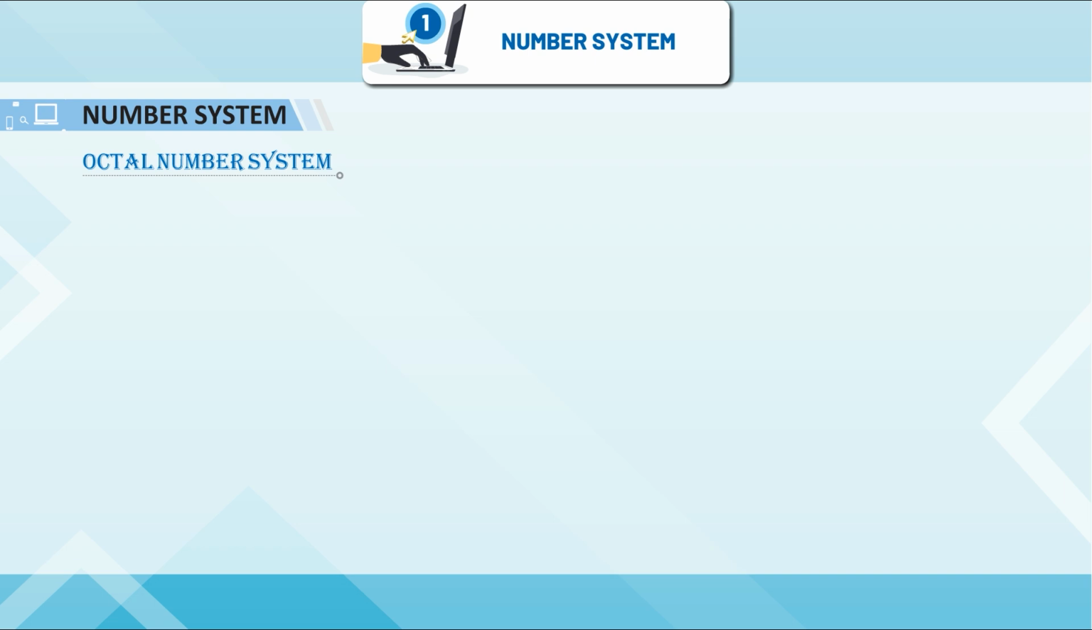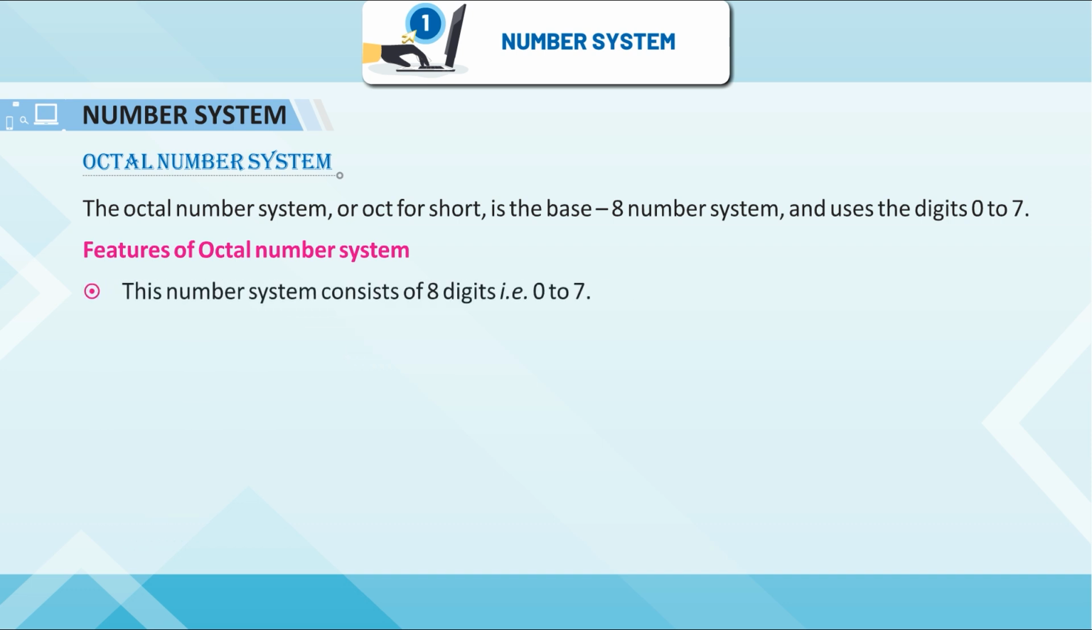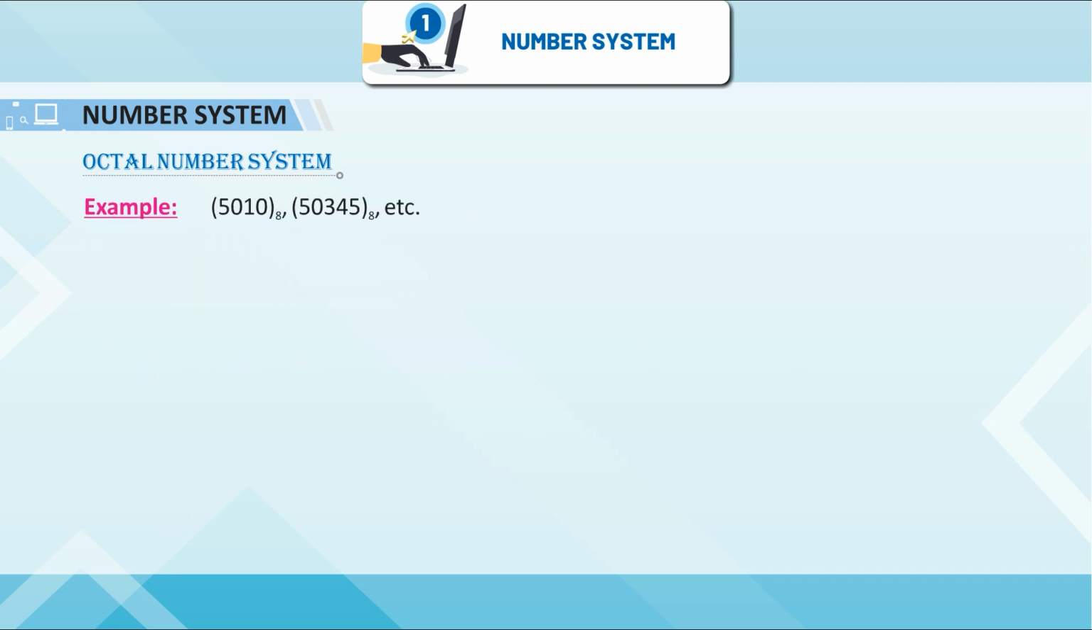Octal number system. The octal number system, or oct for short, is the base 8 number system and uses the digits 0 to 7. Features of octal number system. This number system consists of 8 digits, that is 0 to 7. It has base 8. It can be converted into decimal number system. Example, 5010 with base 8, 50345 with base 8, etc.